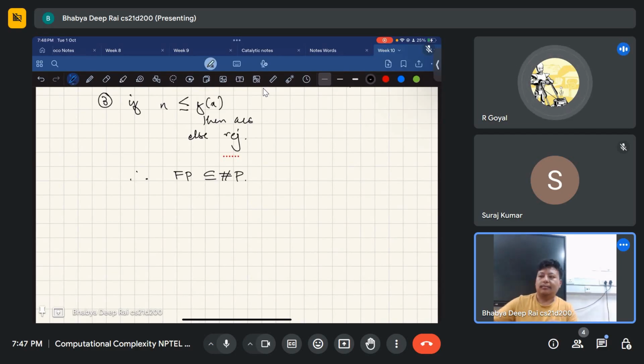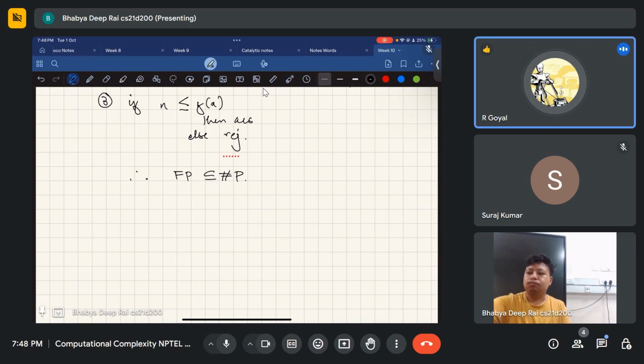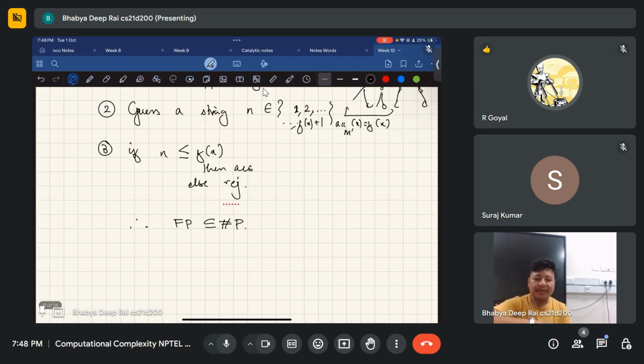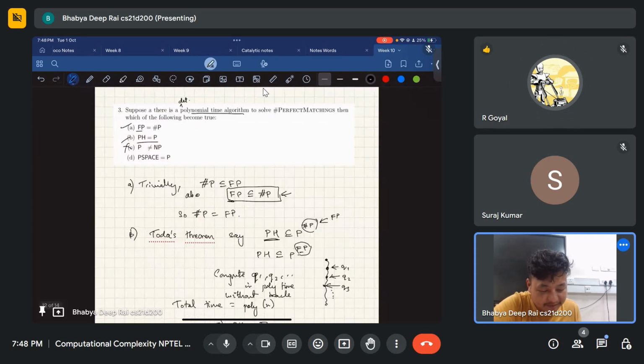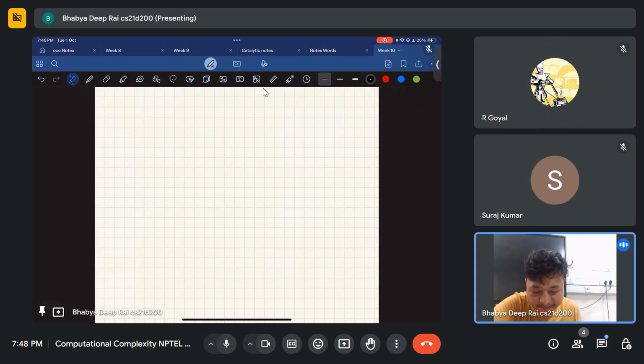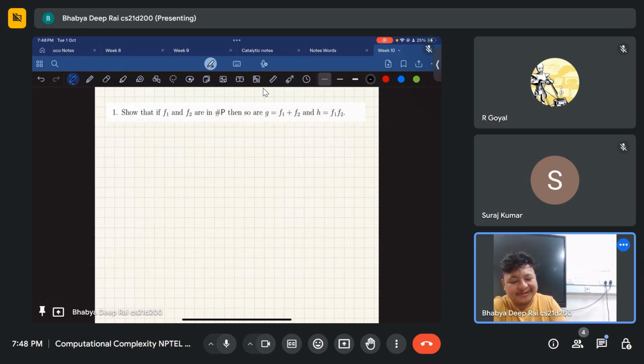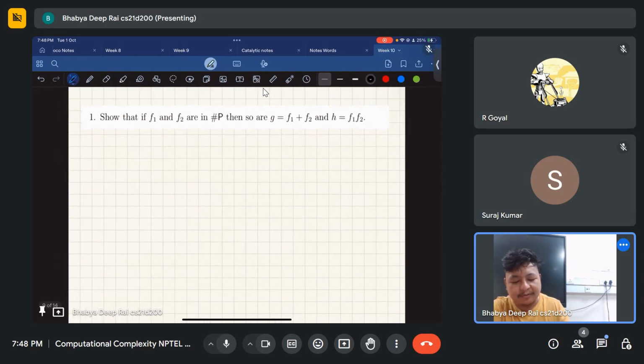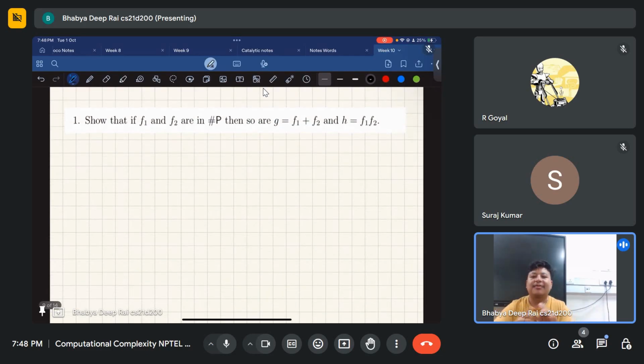Okay, good. It's almost time, so I'll just show this question. Now we know what Sharp-P is properly: it is the number of non-deterministic paths that accept. So try this. Let's try the first one. Show that if f1 and f2 are in Sharp-P, then so is g equals f1 plus f2.